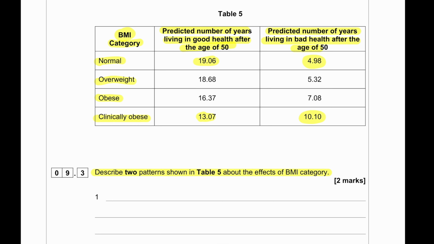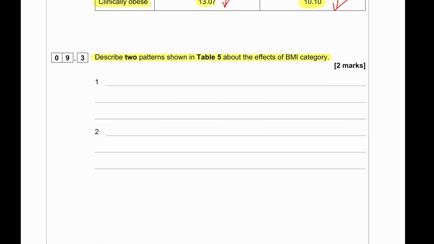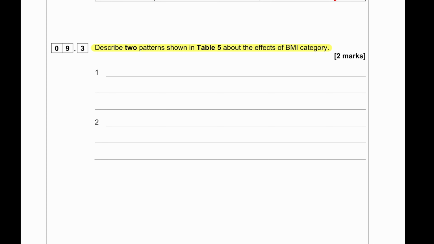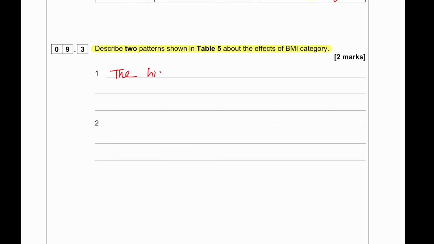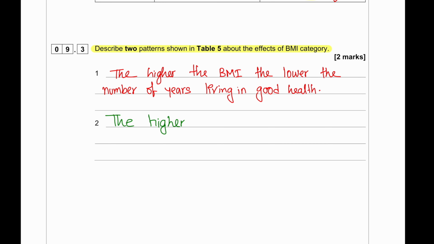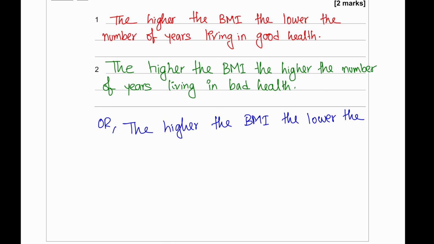So we can say the two patterns are: if we have a higher BMI, then we have a lower life expectancy with good health, and if we have a higher BMI, we have a higher life expectancy with bad health. So we can write the answer. There are 3 possible points that we can give, so I'll give you all of them. The higher the BMI category, the lower the number of years living in good health. The higher the BMI category, the higher the number of years living in bad health. The higher the BMI category, the lower the life expectancy.